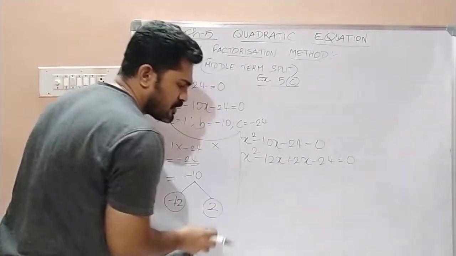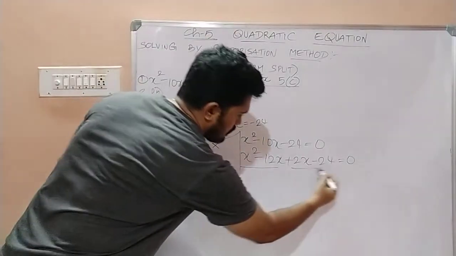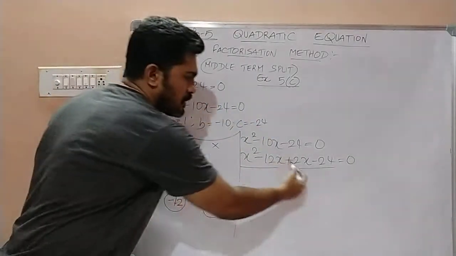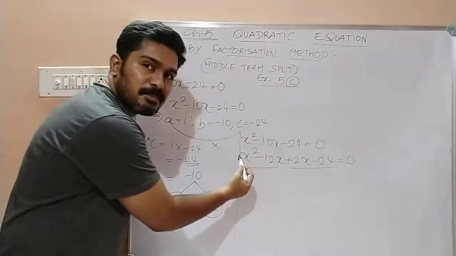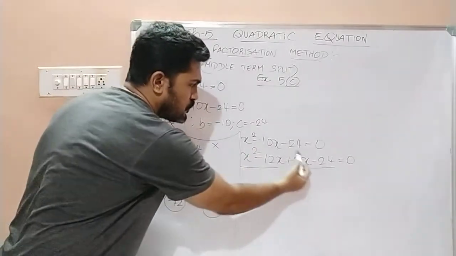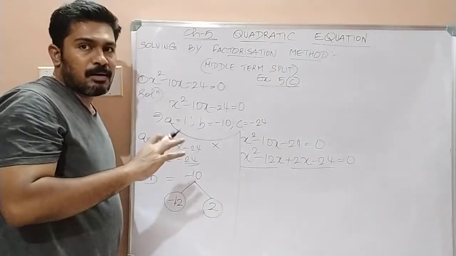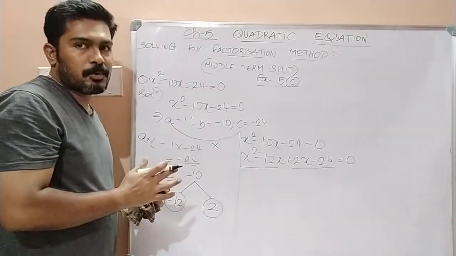Now children, can we apply the grouping method? Grouping in the sense we can just make two groups out of these four terms. Total how many terms are there? 4 terms: 1, 2, 3 and 4. We will take two terms each and make a group out of it.